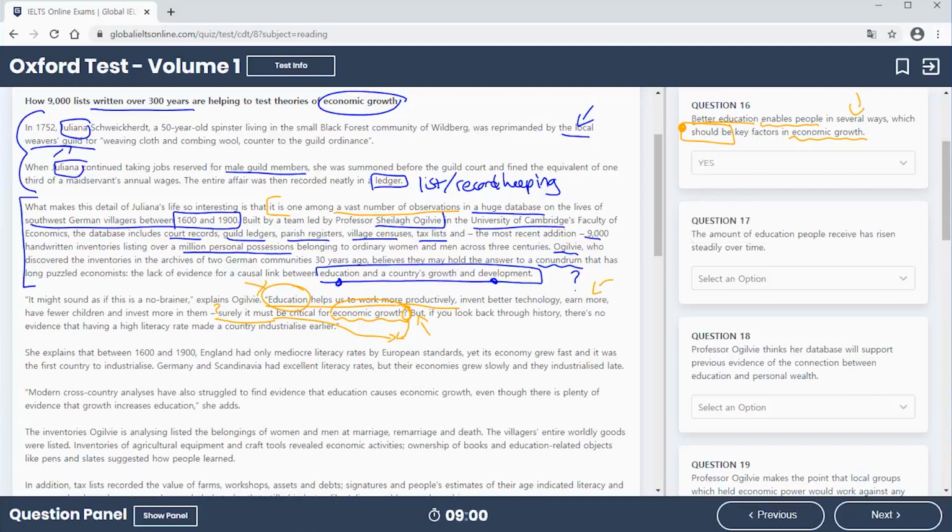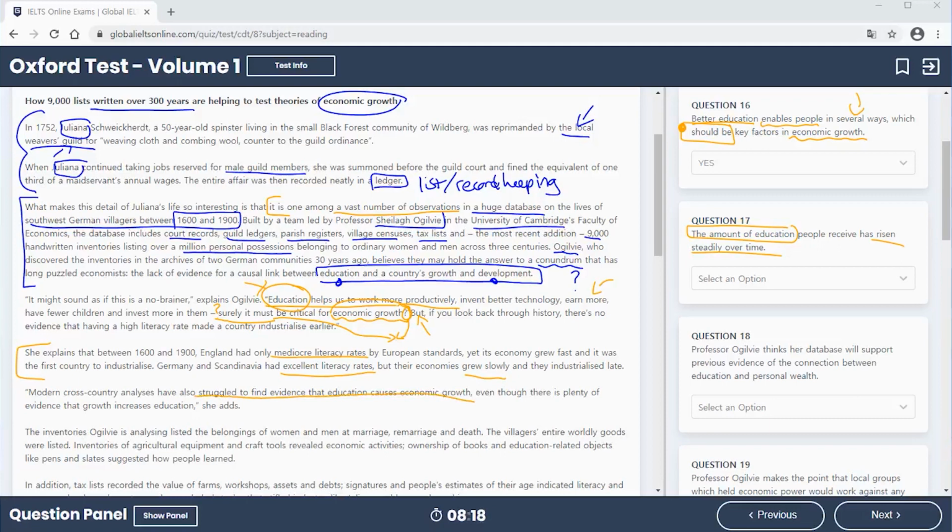Question 17: the amount of education people receive has risen steadily over time. So if we look at risen steadily and the amount of education, that's what we're skimming for. Looking at the paragraph below, she explains that between 1600 and 1900, England had only mediocre literacy rates by European standards, yet its economy grew fast and it was the first country to industrialize. Germany and Scandinavia had excellent literacy, but their economies grew slowly and they industrialized late. Modern cost-conscious emphasis struggle to find evidence that education causes economic growth.